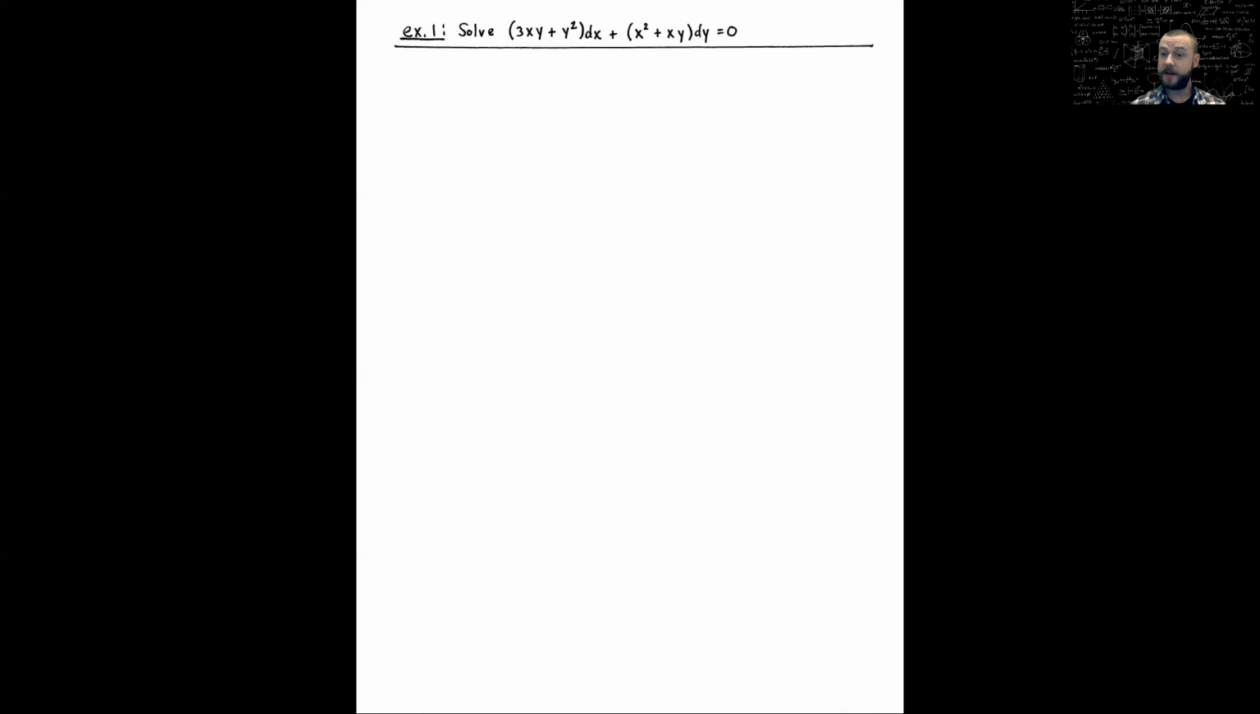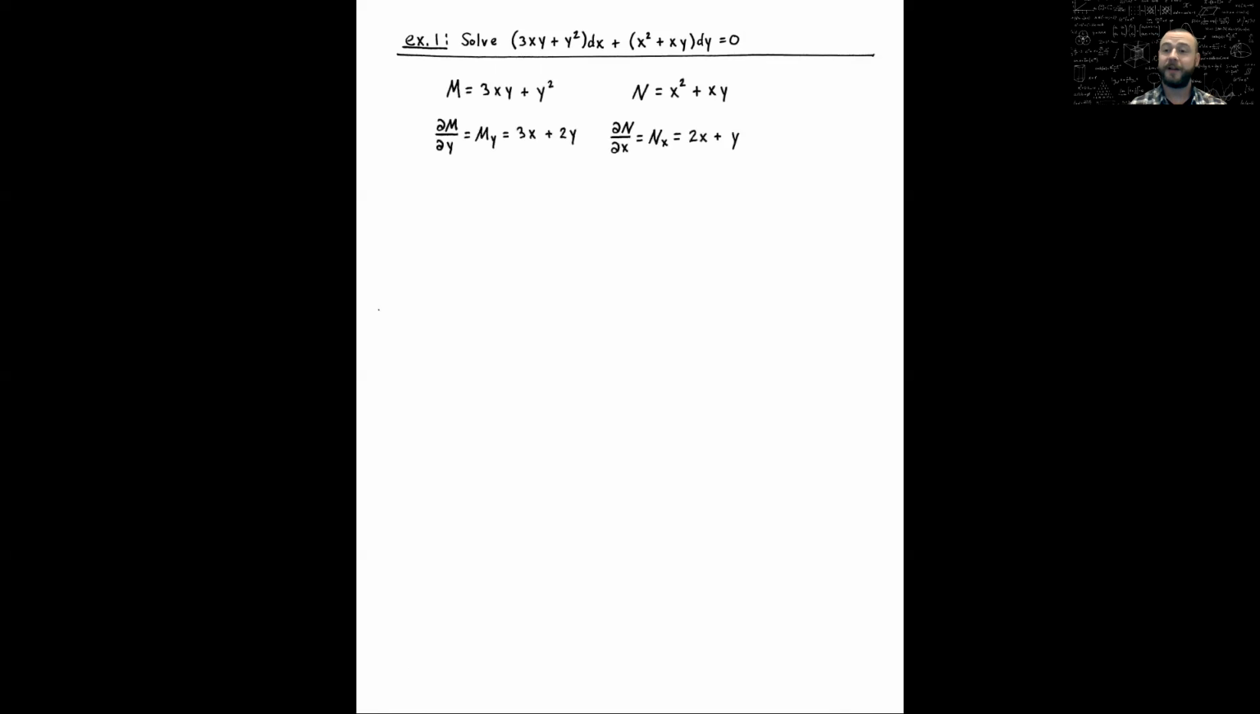All right, either you made an attempt or you're just waiting for me to go through it. Let's go through it. So first we would identify M and N. Okay, and we would want to check if it is exact, but from our intro, we already know this is not exact. Those partial derivatives are not equal.